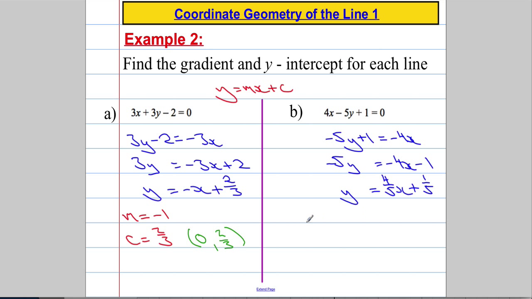Hence, I can say that the gradient m must be equal to 4/5, the coefficient of x. c must be equal to 1/5. Hence, the y-intercept must be the point (0, 1/5).